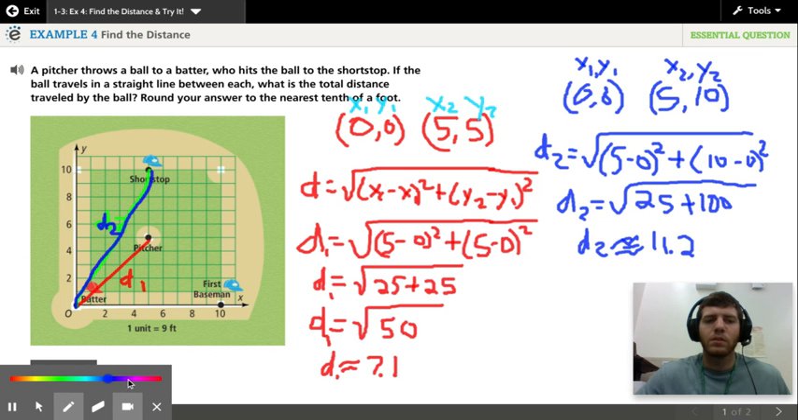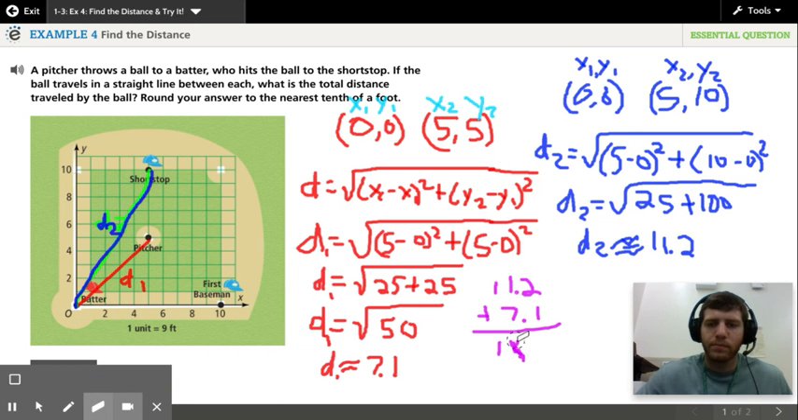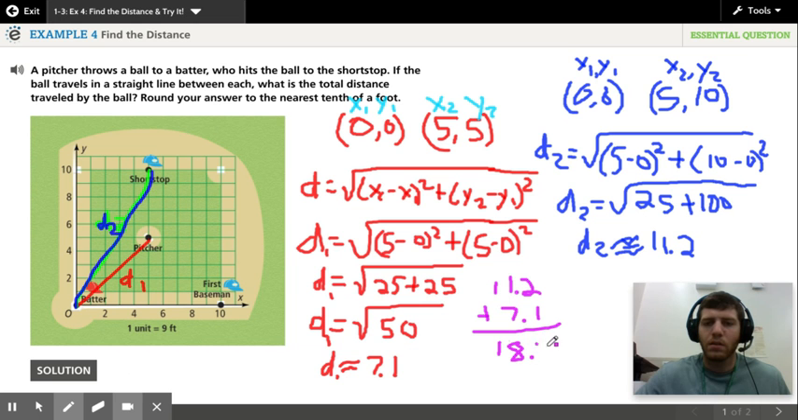So we want to know the total distance the ball traveled, so we're going to have to add those together. So 11.2 plus 7.1. That's going to give us 18.3. Okay, and that's units. It wants us to do to the nearest foot, though.